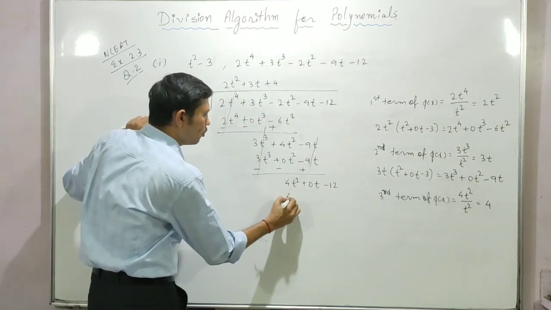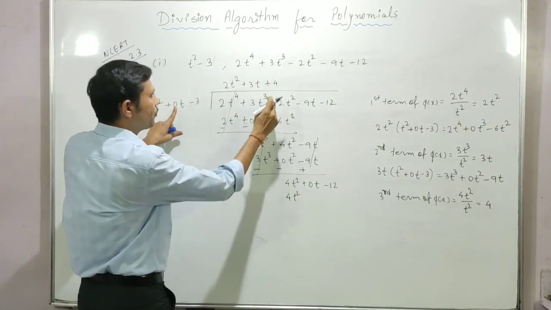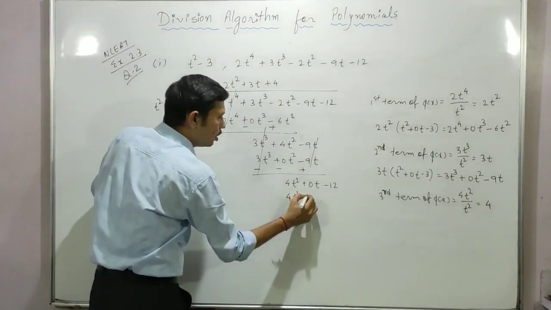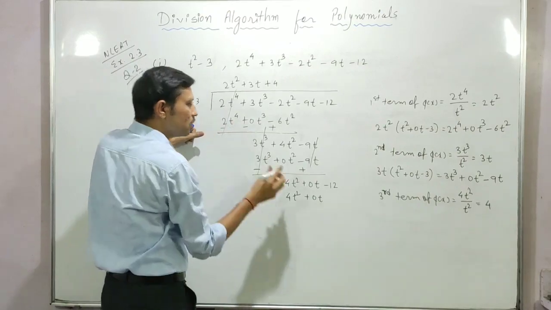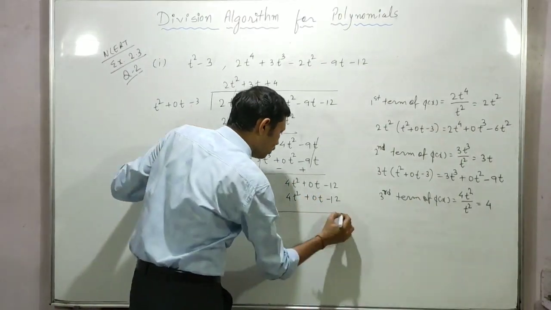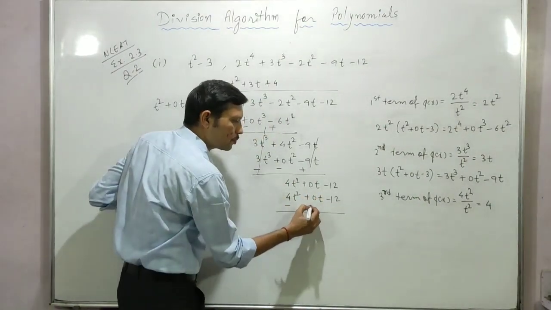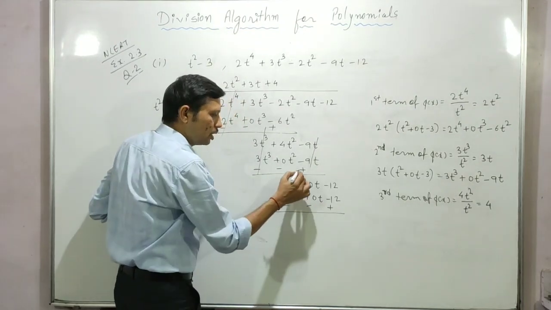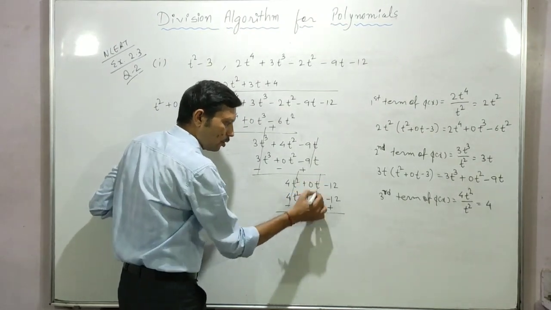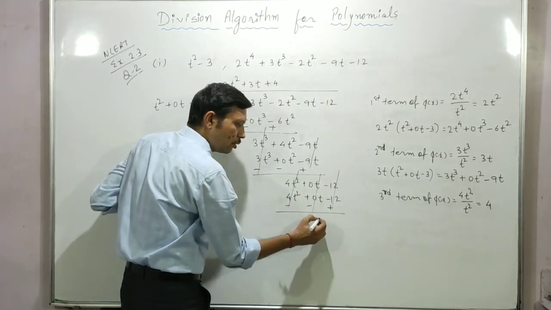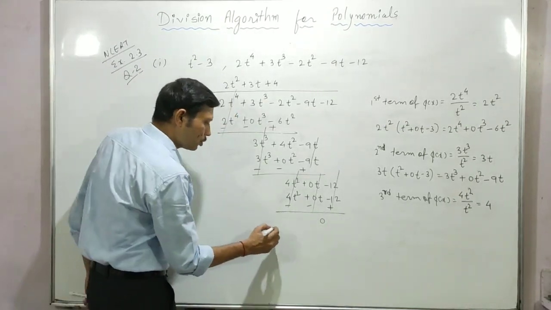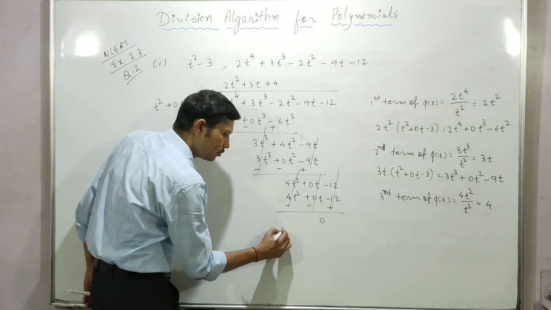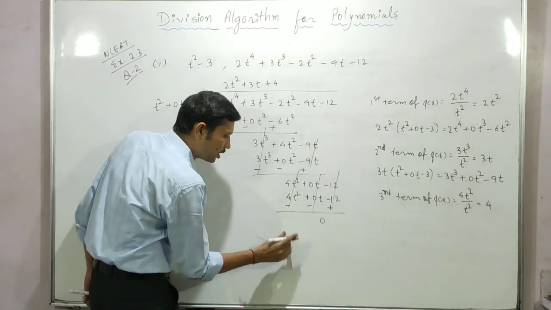Directly we can do this. 4t square. 4 multiplied with 0t gives 0t. Okay. 4 multiplied with minus 3 is minus 12. And now you can see here, plus becomes minus, plus becomes minus, minus becomes plus. This one cancels out, this one also cancels out, this one also cancels out. So the overall answer is what? 0. Okay. So here the remainder, that means r of x, is 0.